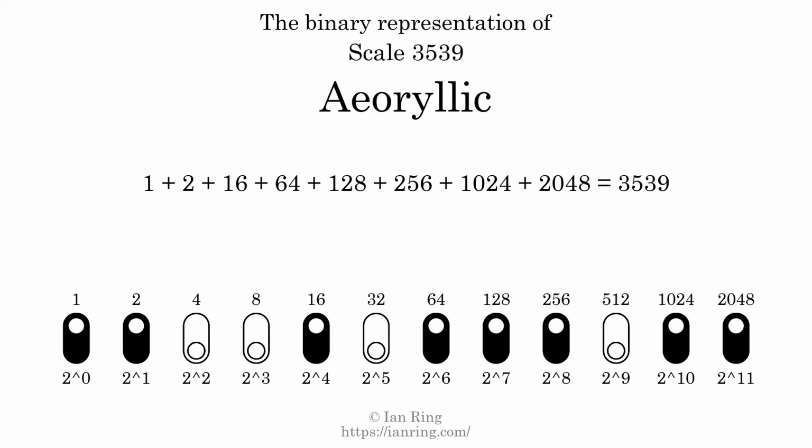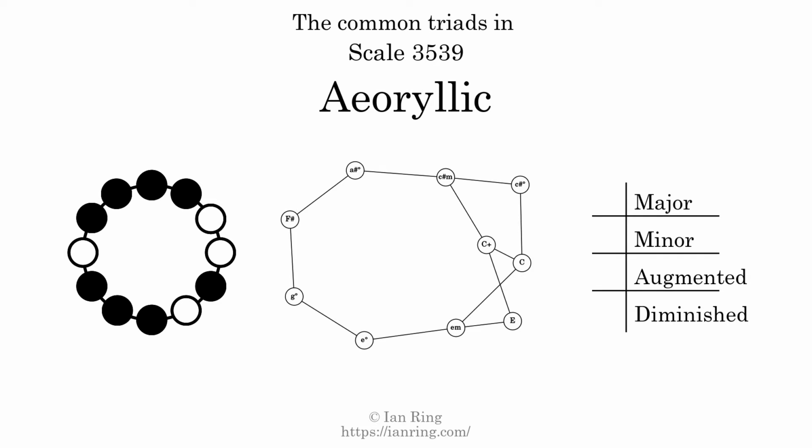3539. The scale number not only enumerates the scale with a unique index, but it also literally describes the tonal content of the scale. Represented as a binary number in base 2, the scale number is 110111010011. Here are the common triads present in this scale.